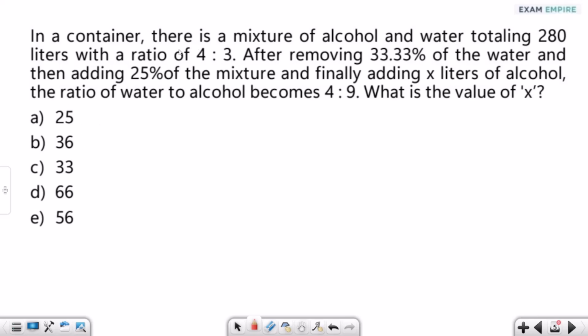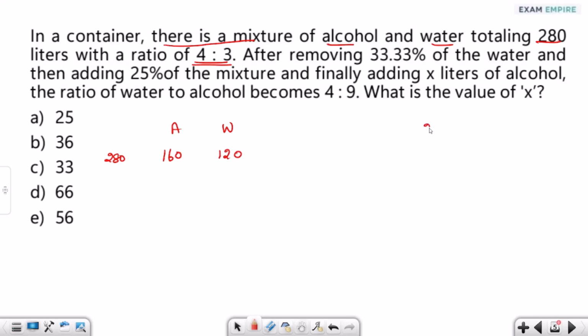In a container, there is a mixture of alcohol and water totaling 280 liters. Okay. So what are the two things? Alcohol and water. So what is the total capacity? It is like 280. And in the ratio, what is the ratio? 4 is to 3. That means how many liters of alcohol will be there and how many liters of water will be there. So here we'll be having 160 liters of alcohol and 120 liters of water.